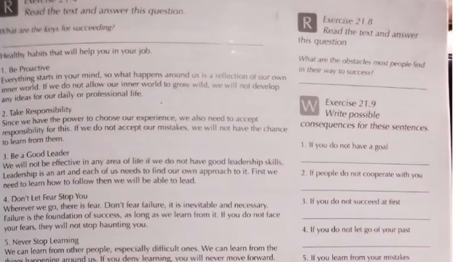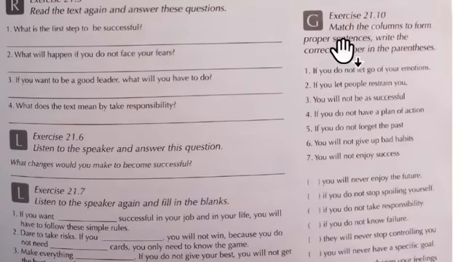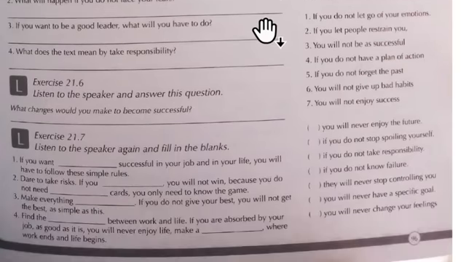Okay, and the last activity you have 21.10. Match the columns to form proper sentences and write the correct number in parentheses. Now you have 7 sentences in numbers and you have the brackets, 7 brackets. The idea is you have to join them and they have to make sense, obviously. For example, the first one it says, if you don't let go of your emotions, if I let people restrain you, you will not be as successful.